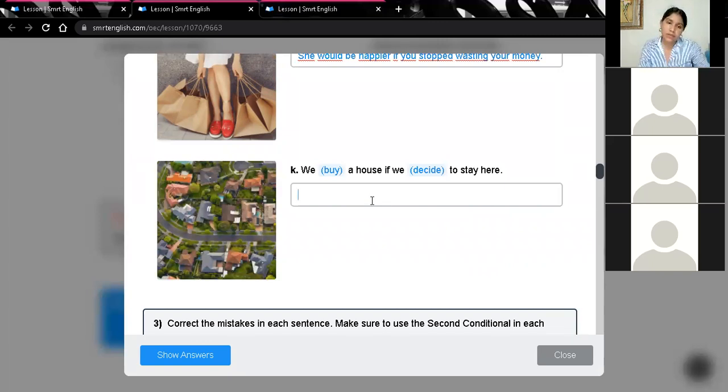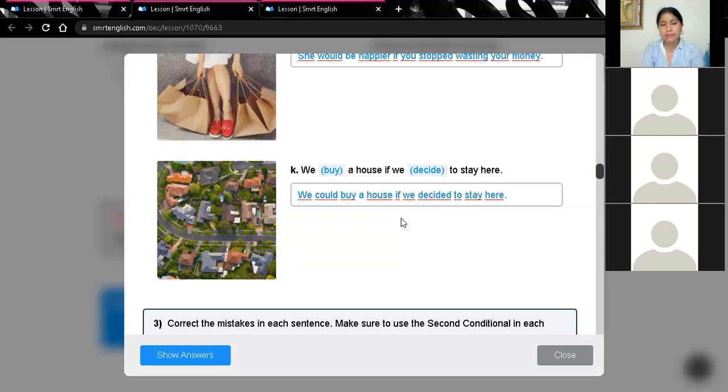We could buy a house if we decided to stay here. Very good. Okay, better? How did you feel doing this exercise? Tired. Tired. Okay. But could you see the differences or understand the differences between using past and present?